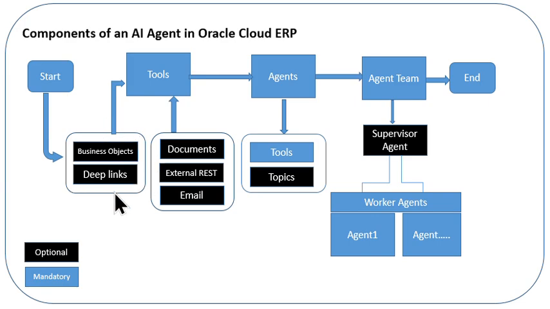Optionally, business objects, deep links, documents, and REST services are put together in a tool. Then define an AI agent using all those tools based on the business requirement, and then use those agents or set of agents to define the agents team, based on the supervisor, or just the agent that you defined in the previous step.